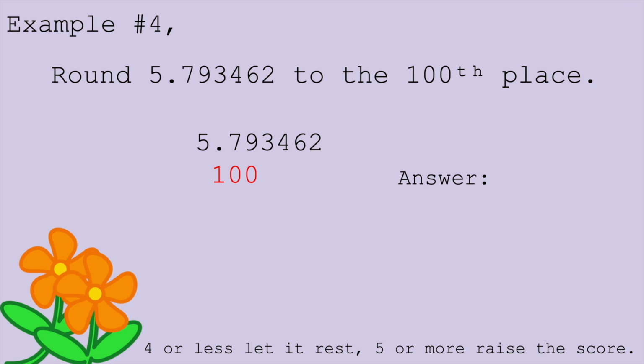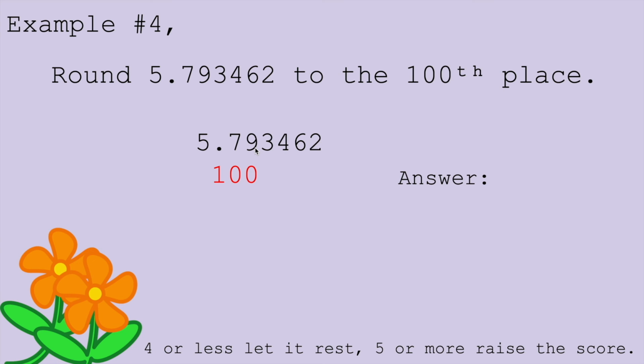Now for our fourth example and our last example, it is asking us to round 5.793462 to the 100th place. So this looks a lot similar to our last problem. The only thing that's changing is our value. I have my phrase at the bottom so that you can reference that. And then I place my 100 right under my value so that I know which numbers I'm changing and which numbers I have to look at. Place my 1 right under my decimal, and then I place the zeros as they go.